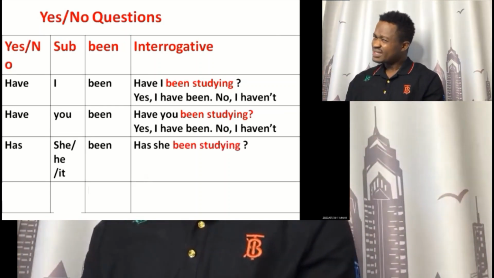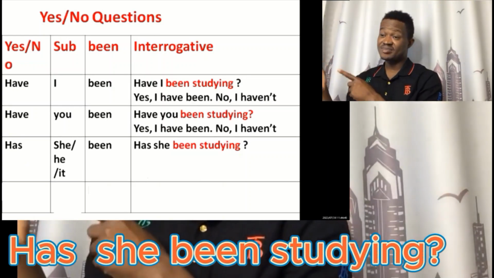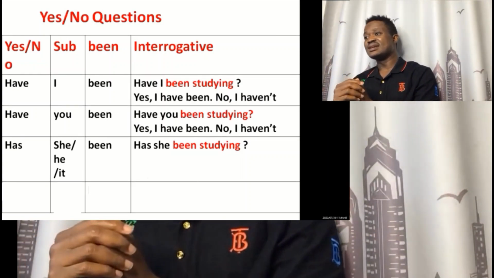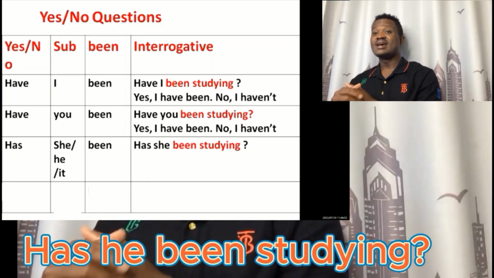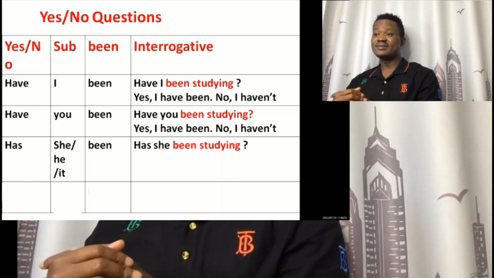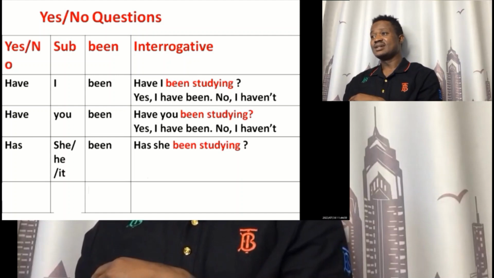Has she been studying? All right, so you've got to say, has she been studying? Has he been studying? Okay, that's the interrogative form.